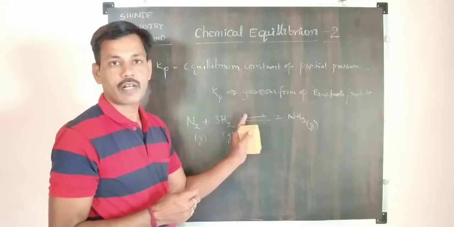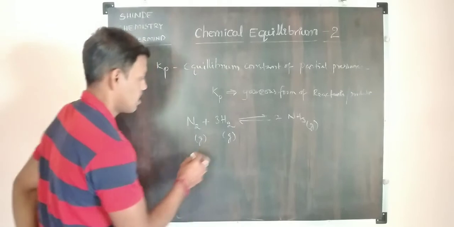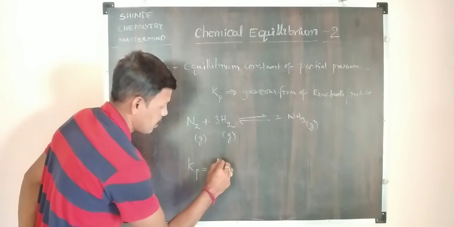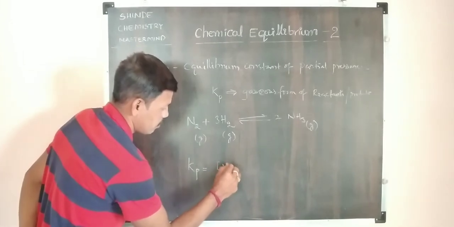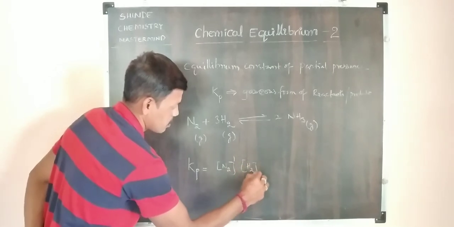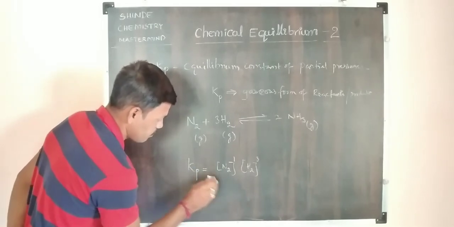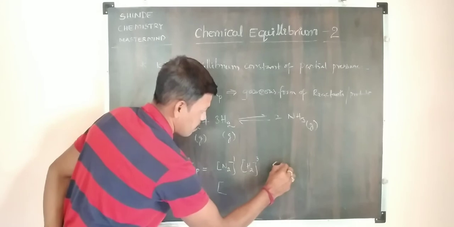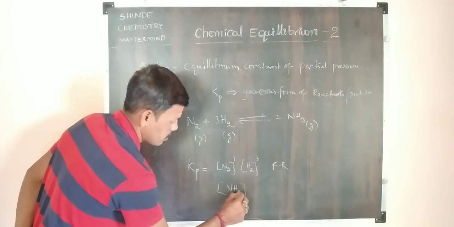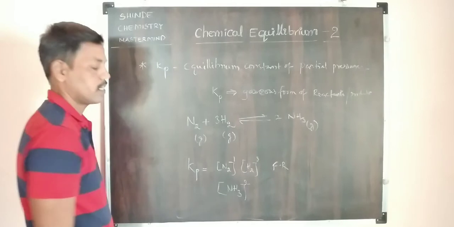So we have to write the equilibrium constant in Kp. Here, if you write Kp, in the forward reaction, 1 mole of nitrogen and 3 moles of hydrogen participate. This one is the forward reaction. In the backward reaction, 2 moles of ammonia dissociate and give nitrogen and hydrogen. So the molar concentration here is 2.